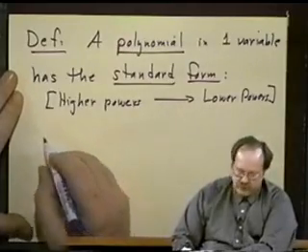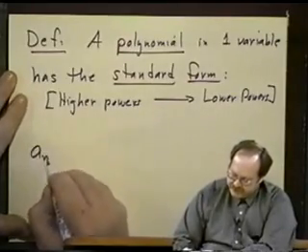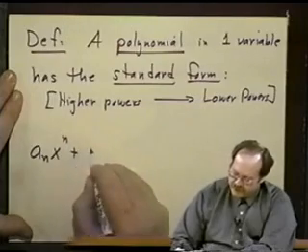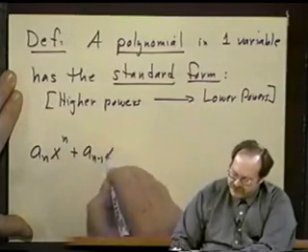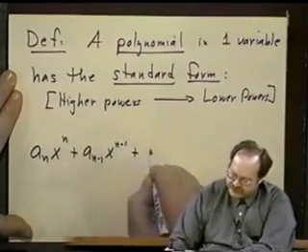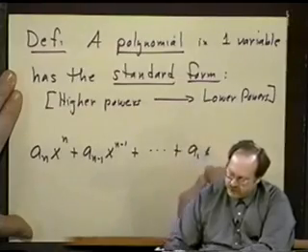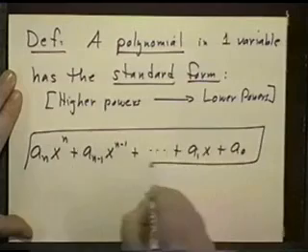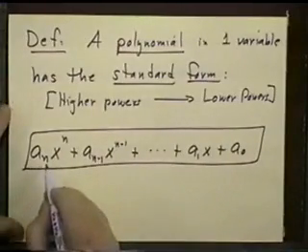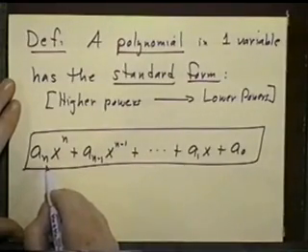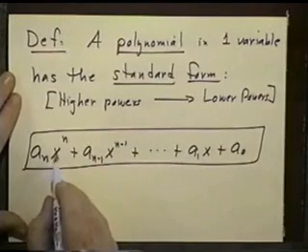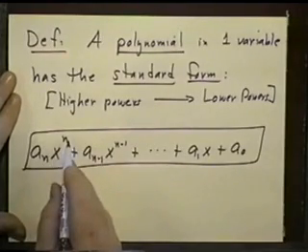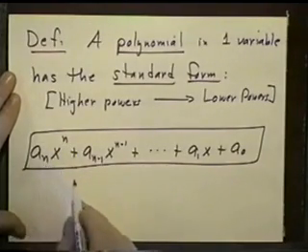And what will be the form? It will be this. a sub n, x to the n. Got to write it out in general now. a sub n minus 1, x to the n minus 1, plus down to a sub 1 x plus a sub 0. And you notice when I say these subscripts, I say sub. So a sub n, x to the n. To the means a superscript, sub means a subscript.